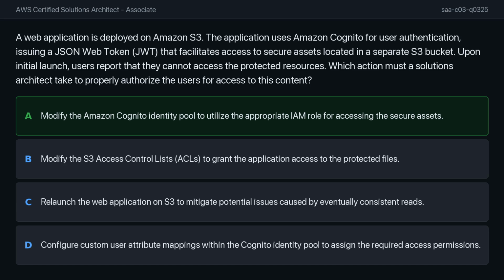For your exam, always remember that whenever you see a requirement to grant users access to AWS services after they authenticate via a user pool, identity pools combined with IAM roles are the standard path. Avoid choosing legacy methods like ACLs for modern permissioning tasks, and always look for the most direct, architecturally sound mechanism for permission delegation.